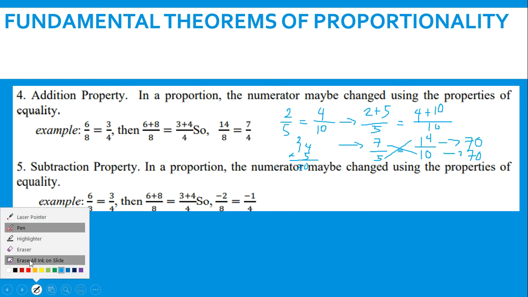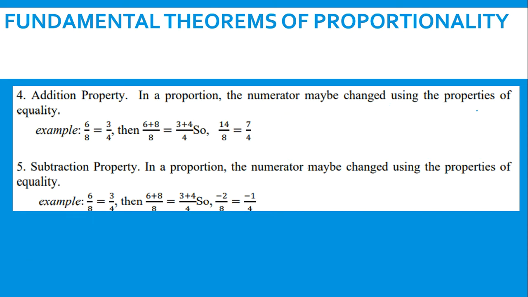So, the numerator is changed using the properties of equality. Then, number 5 is the subtraction property. In a proportion, the numerator may be changed using the properties of equality, but with subtraction. The example earlier was wrong, it should have a minus sign. Let's redo it.